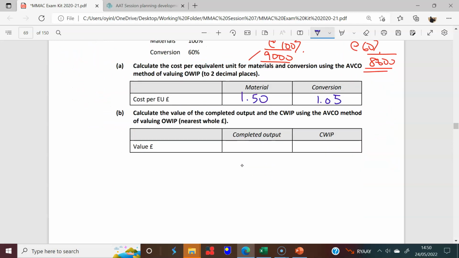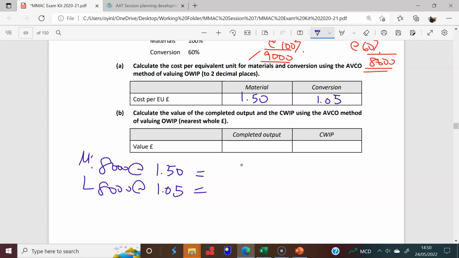My completed units must be, in terms of material, 8,000 at £1.50, and in terms of labor, 8,000 units at £1.05. So let's do that first, right? I have 8,000 times £1.50, which is 12,000, and I have 8,000 times £1.05, which is 8,400. Add the two together, and that's 20,400.